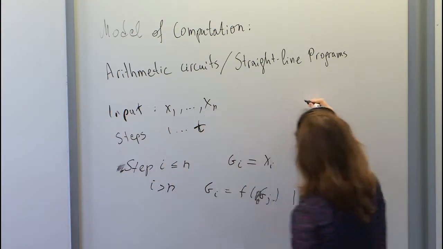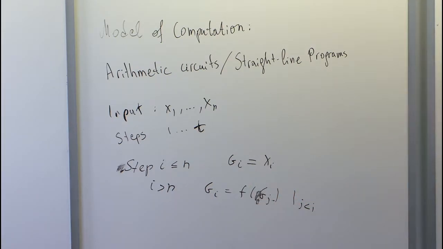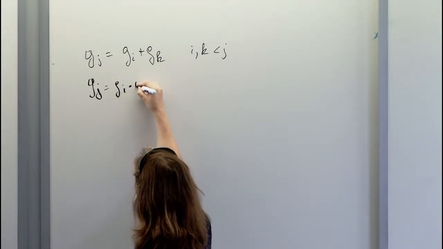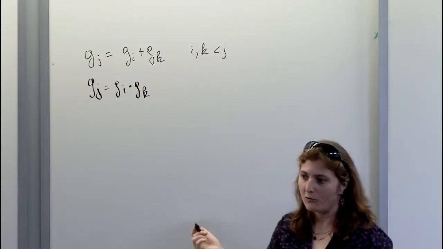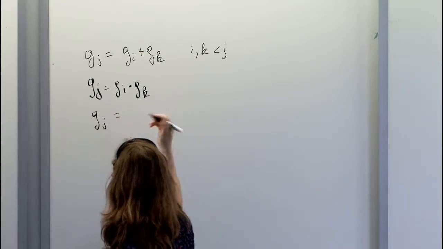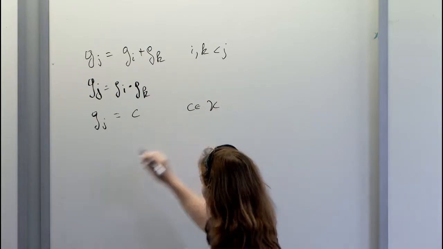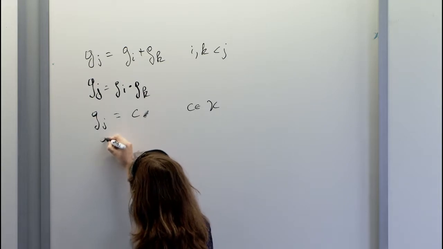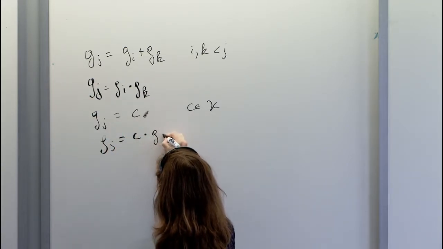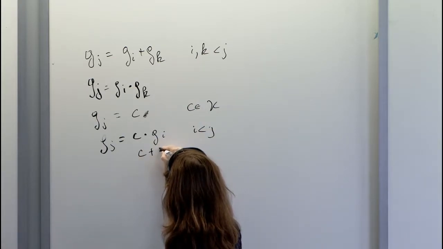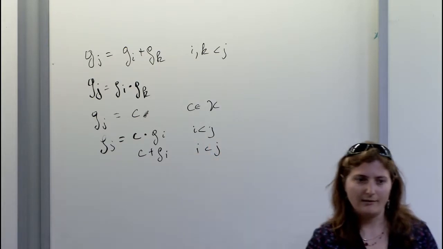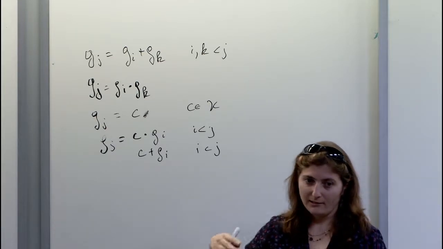And the functions that I'll be looking at will be as follows. One type will be gj equals gi plus gk, where i and k are less than j. So we take the sum of two values already computed, or gi times gk, where they're less than j, or we could have gj be some constant in the underlying field, or in general a constant times gi, or a constant plus gi. So I have a bunch of these operations.